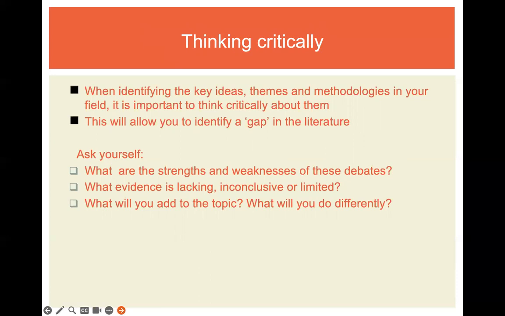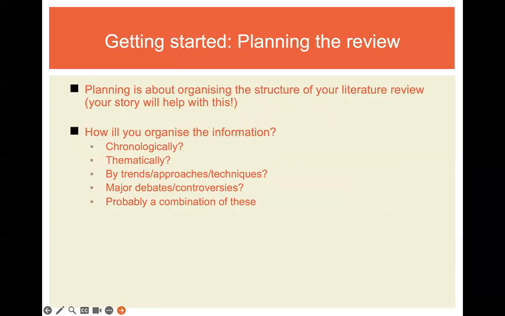So it's very important to know where your biases are and how you stand in relation to these biases. You need to ask yourself what are the strengths or the weaknesses of these debates, what evidence is lacking, or what is inconclusive, or what is limited in their claims, or what will we add to the topic, and what will we do differently from what has been pushed forward.